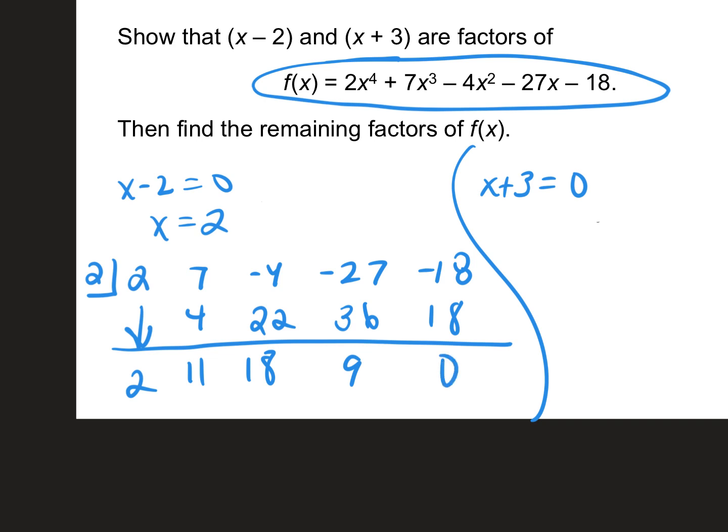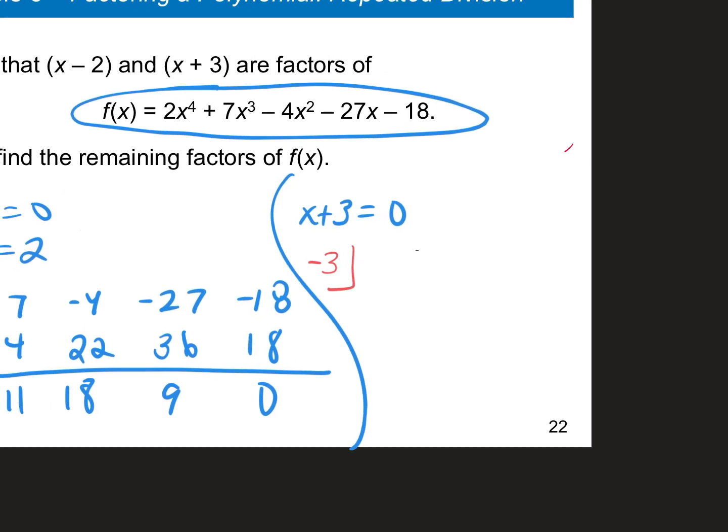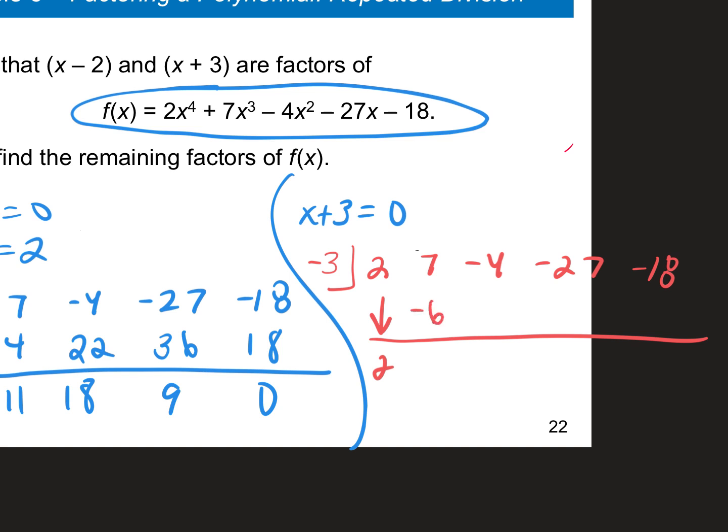0. Okay. Now we're going to do the same thing over here. We're going to show that x plus 3 is a factor. So what am I going to put in the corner? Negative 3. When I set this equal to 0, I get negative 3. Again, same coefficients: 2, 7, negative 4, negative 27, and negative 18. Bring down your first number, multiply to the corner. What's 2 times negative 3? Good, negative 6. What's 7 and negative 6? 1. 1 times negative 3? Yep, negative 3. Negative 4 and negative 3 is negative 7. Negative 7 times negative 3 is 21. Negative 27 and 21 is negative 6. Negative 6 times negative 3 is 18. Negative 18 and positive 18.